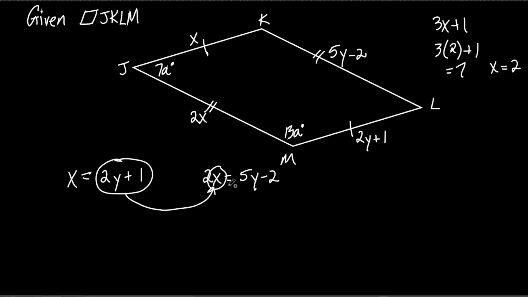We're doing the same thing here, except I don't know that x is just 2. I don't know that x is 7. I don't know that x is whatever. But I do know it's 2y plus 1. So what I'm going to do is take that value for x and put it in for the x in the other equation. So let's see what happens then.